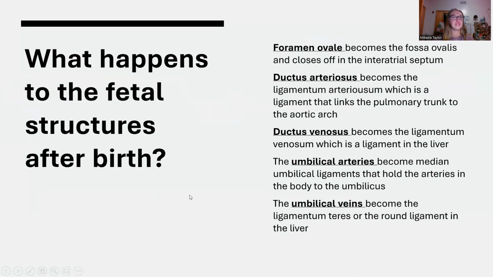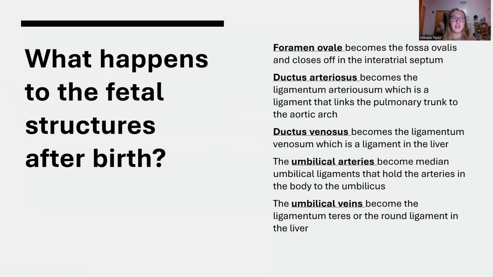So what happens to the fetal structures after birth? I've mentioned some structures which are different. They were highlighted in the last slide. I already discussed that the placenta is a temporary organ which gets expelled after birth. It's actually delivered. And then the foramen ovale becomes the fossa ovalis and closes off in the interatrial septum. So there's a small divot there in an adult heart. However, that's supposed to close, and that shunt should not be open.